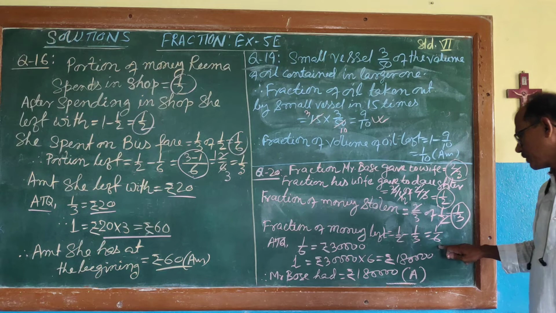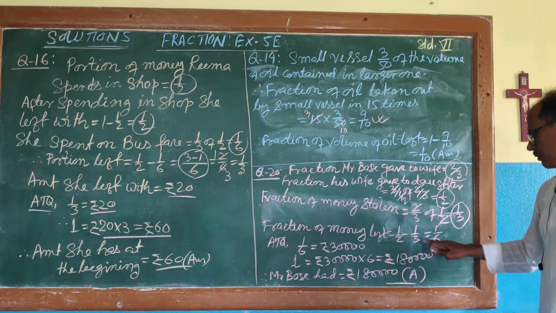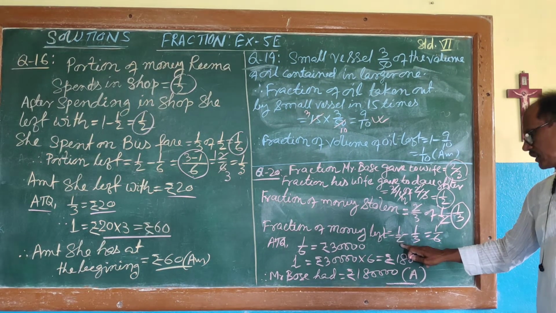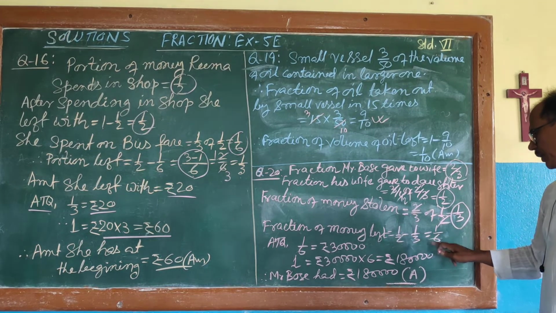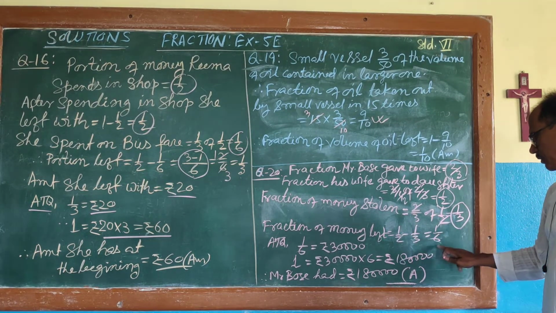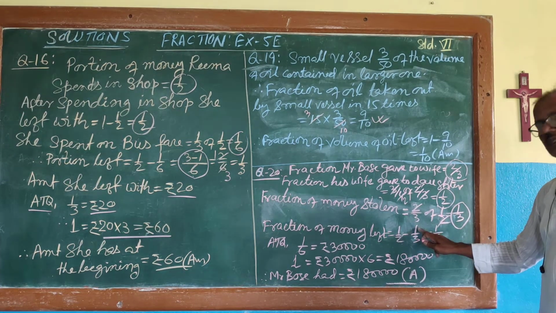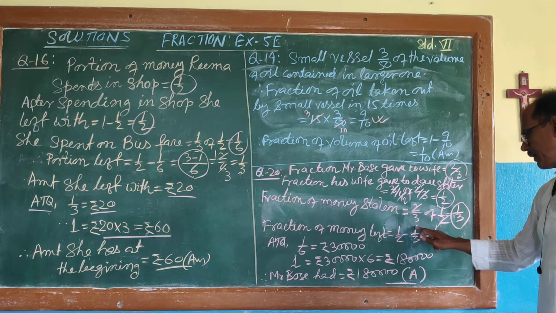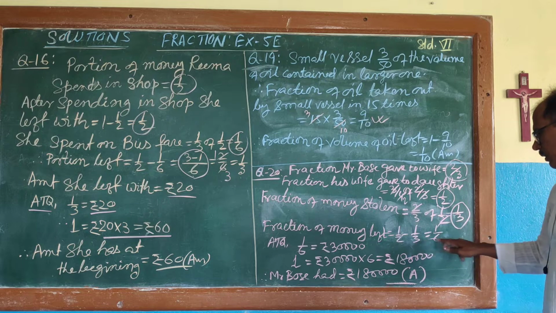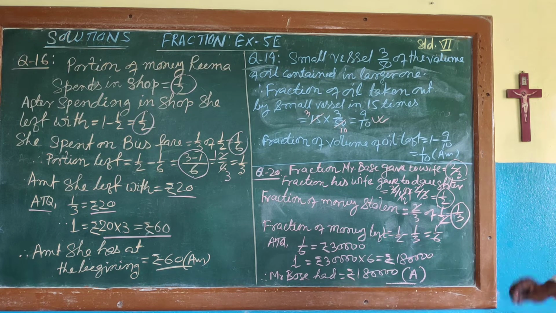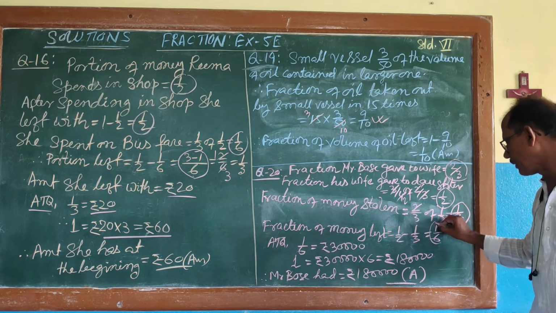The LCM of these two will be 6. Divided by 2 will be 3. 3 into 1 is 3. Minus, this one divided by 6 will be 2. 2 into 1 is 2. So 3 minus 2 is 1 by 6. If you solve this, it will be 1 by 6. Finally, the daughter was having 1/6 of the money.